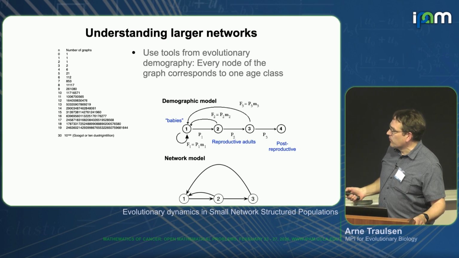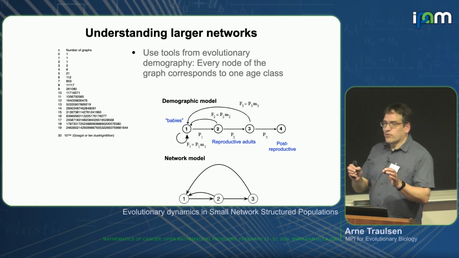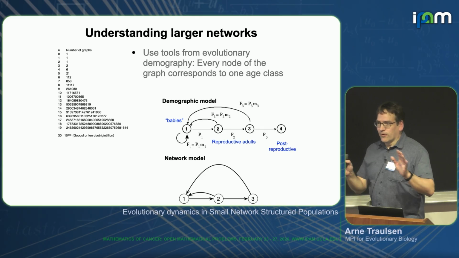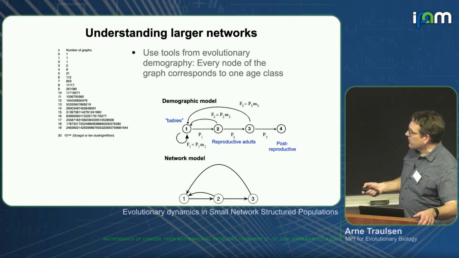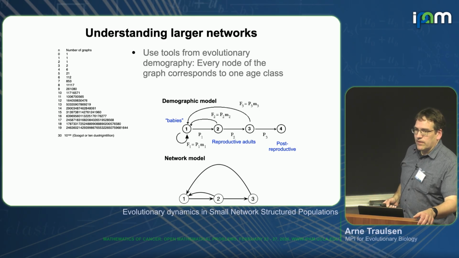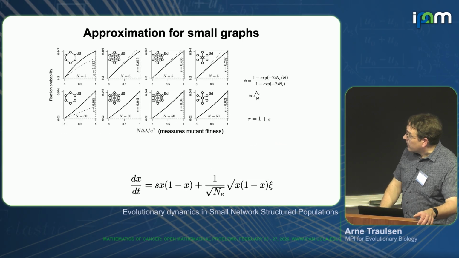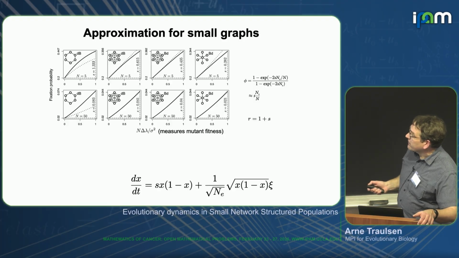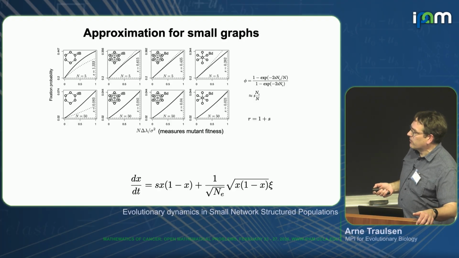So this is how a demographic model typically looks. There are reproductive adults here in age class 2 and 3, and they produce babies alone. This is just an asexual model. They produce babies at a certain rate, and they age again, and then you have post-reproductive nodes here. And you can actually think about this as a network model. And then you can approximate things, and you can actually do something like a diffusion approximation for these graphs.